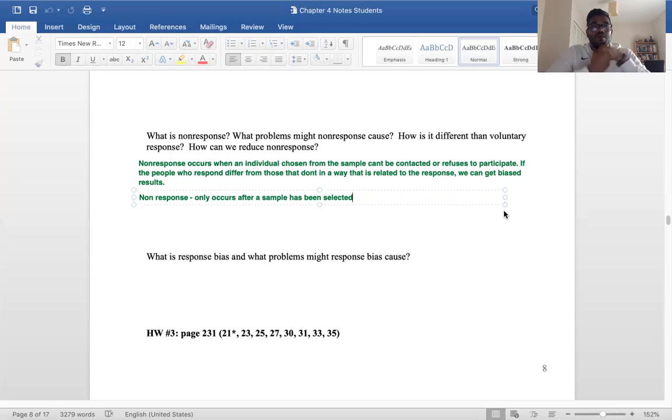So let's say we're in class and I want to measure the height of 10 random students, right? But one of those 10 students doesn't want to be a part of it, right? But I've already selected those 10 students randomly, okay? Versus with a voluntary response, right? I could be like, oh, I want 10 volunteers to come and measure their heights, right? Well, I haven't chosen who those 10 are. They're going to pick and choose themselves. It's kind of the difference there.